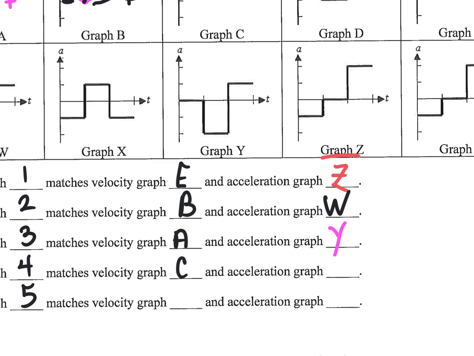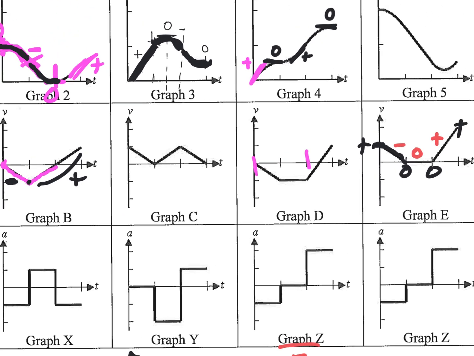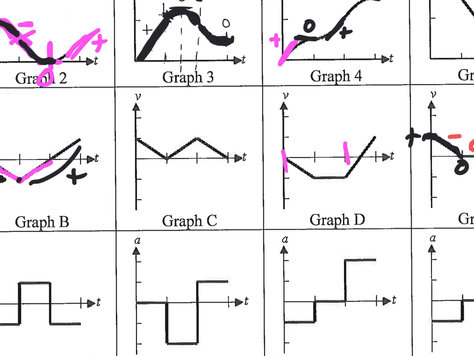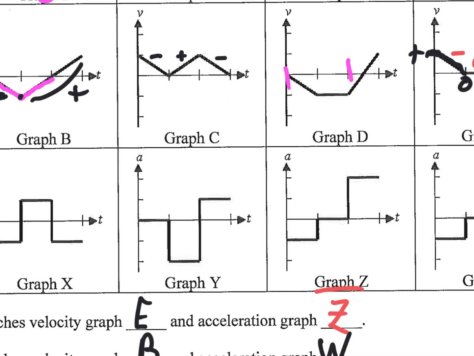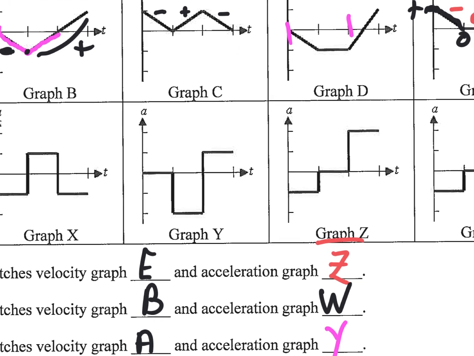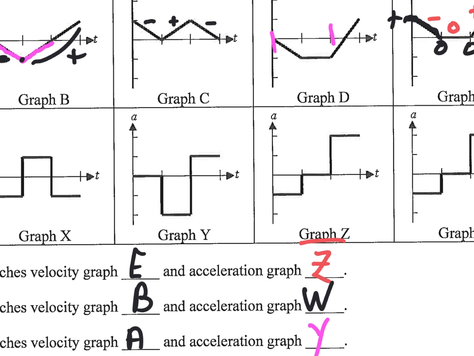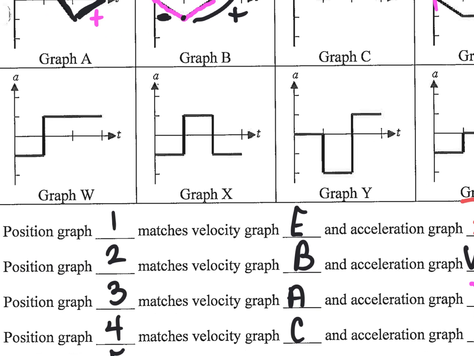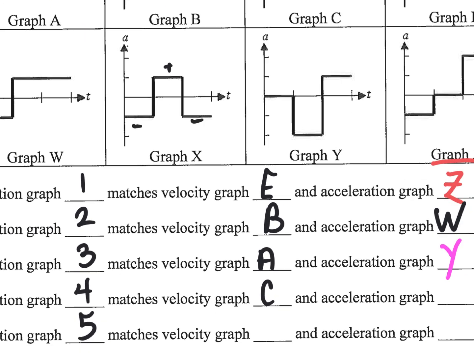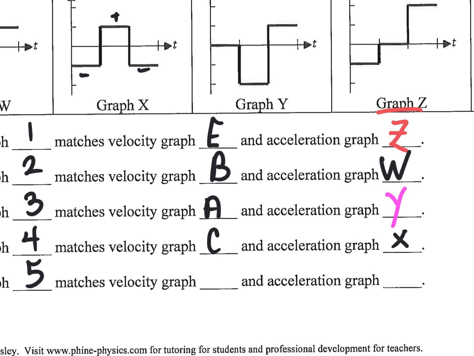Okay, C. Now, then let's look at C. What's the slope here? Negative, this slope is, and this slope is. So negative, positive, negative is which? Yep, negative, positive, negative. Okay, so this is X. All right, so which velocity graph goes with the last one?